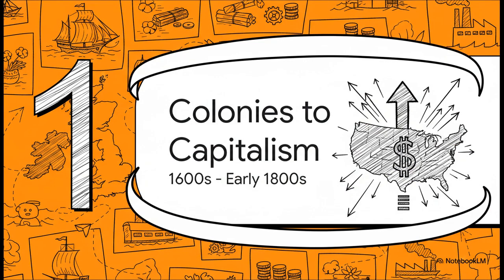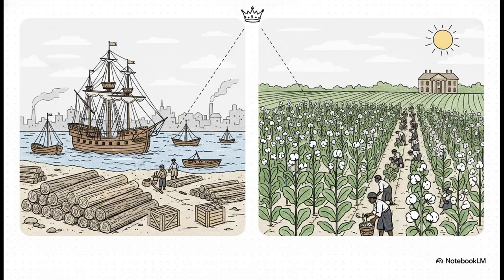All right, Section 1, from colonies to capitalism. We're talking about the 1600s to the early 1800s. And really, this is the story of forging a national economy. So you got to understand, before the revolution, there wasn't really a single American economy. It was more like two completely different worlds living side by side.